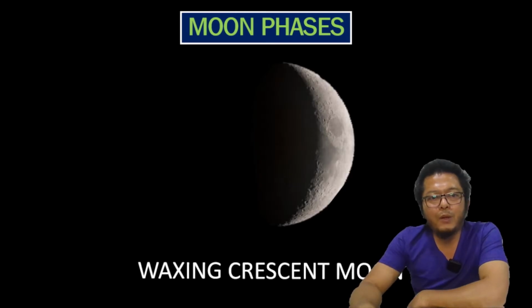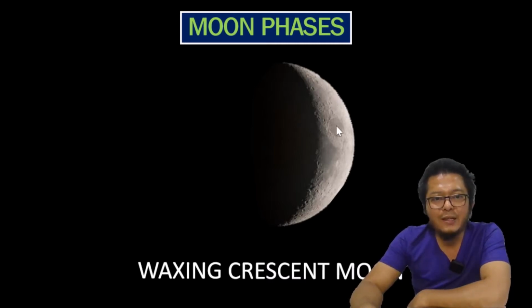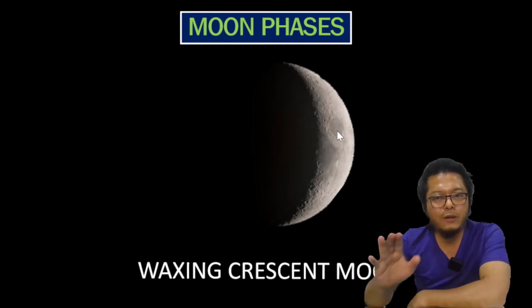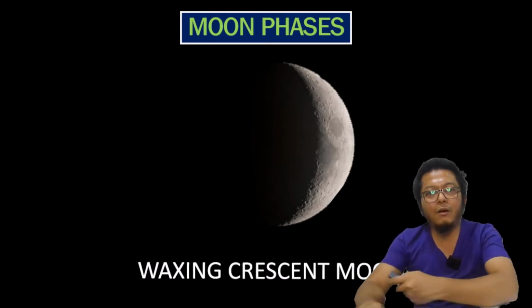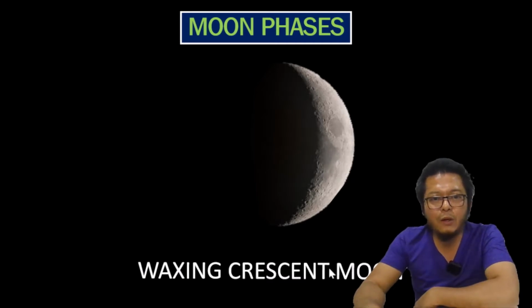Next phase would be waxing crescent moon. Waxing crescent moon means only part of this is illuminated or lighted. Only part of the moon. I will explain more on this, why and what happened, later. But you should understand that this is called waxing. The lighted part is on the right. The right part of the moon is lighted or illuminated by the sun.